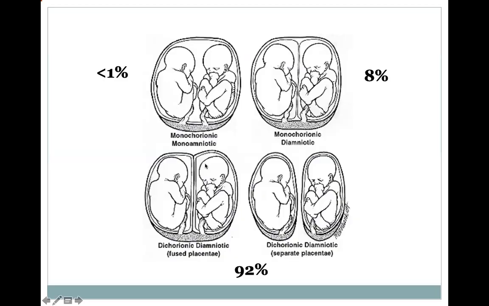Next slide. So this is just a depiction of the mo-di and di-di placentation. The mo-di, upper right, you can see a very thin membrane with one single chorion on the outer surface. And then the di-di, which is two totally separate sacs with two layers to that membrane for each baby. Next slide.